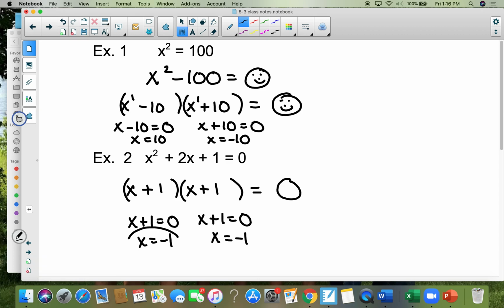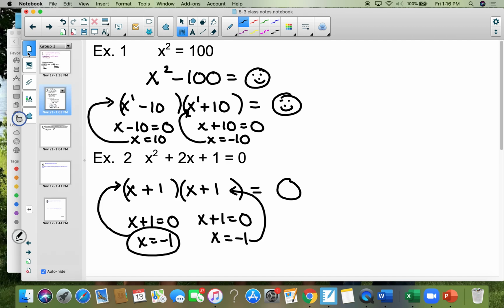So if negative 1 is an answer, you have to go back up into the parentheses and put x plus 1. If 10 is an answer, you need to put x minus 10. If a negative 10 is an answer, you put x plus 10. So let's see if you know what you're doing here.